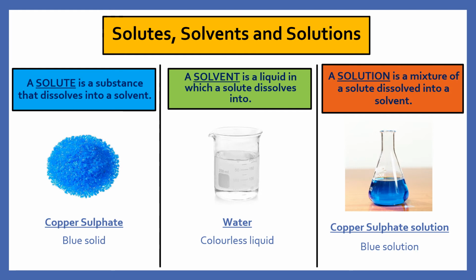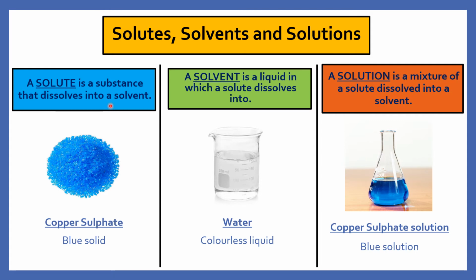Now, the example I've given you here is copper sulfate solution. It's that lovely blue solution that we've got down here. It's a mixture of a solute dissolved into a solvent. Now, it's used 2 other terms that we might not know there, so let's have a look at those. Let's have a look at what a solvent is to start with. A solvent in this green box here is a liquid in which a solute dissolves into.